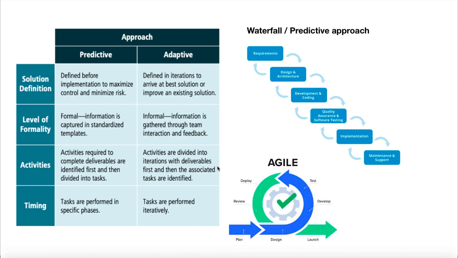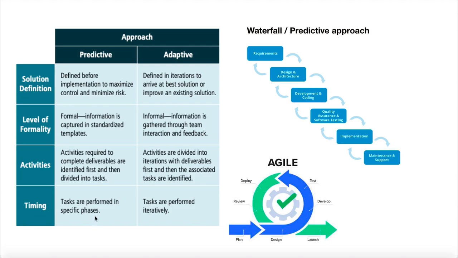You have several iterations, and in every iteration you select a set of deliverables which you want to deliver as part of that particular iteration. Once you have finalized the deliverables, then you would associate and identify the tasks. So it's a more informal way of doing things. You don't have to put everything down in the first place. The next one is timing.